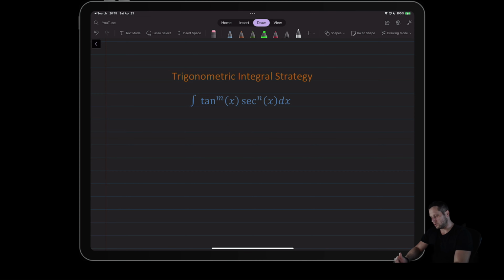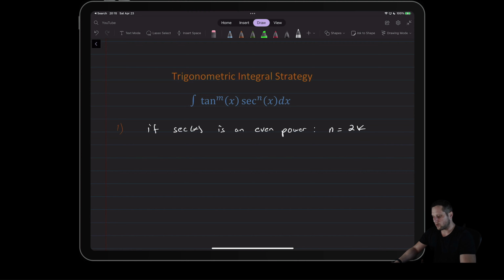So the first one is going to be: if secant of x is an even power, so that means n is equal to 2k, then what we're going to do is we're going to save a factor of secant and use the identity of secant squared.